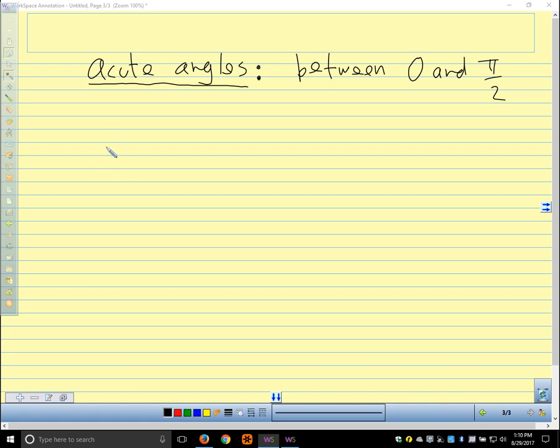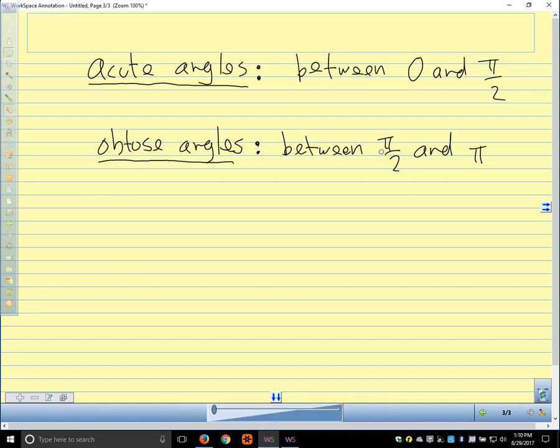How about obtuse angles? Between 0 and pi. Just cut off one side. Not between 0 and pi, but between pi halves and pi. So between 90 and 180 degrees. And for both of these, we're talking about positive angles.